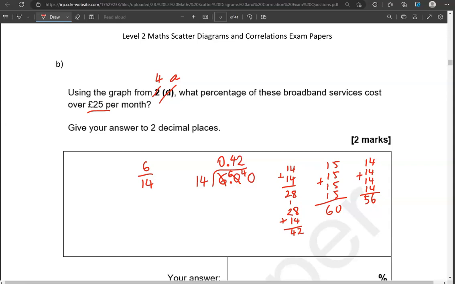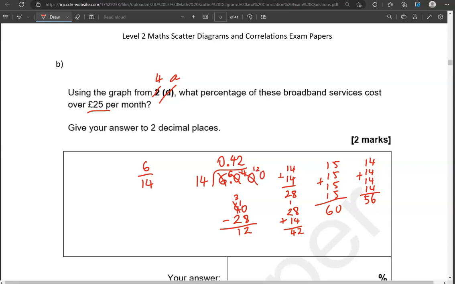So we got 2 lots of 14, which is 28. So we're going to take away 28 now from the 40. So we're borrowing 1 from the 4. 10 take away 8 gives us 2. 3 take away 2 gives us 1. So we have 12 remaining.